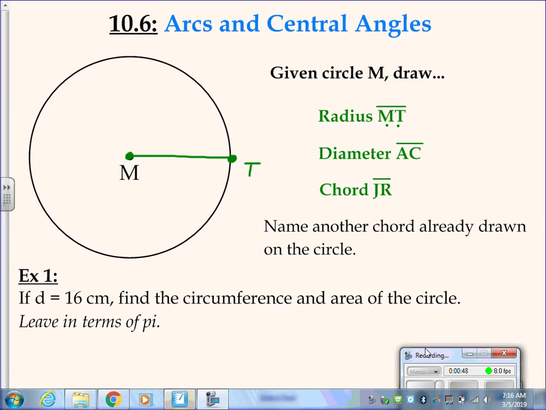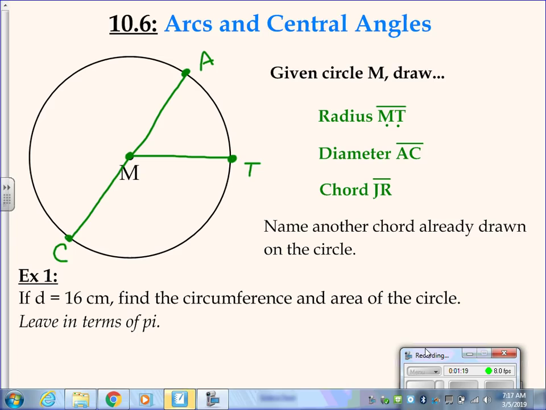If you guys remember, a diameter is another segment that starts at one end of the circle, travels through the center, but it keeps going to reach the other end of the circle. So a diameter is actually made up of two radii. Since it's called AC, those are the letters that we will use to name our points for the diameter.